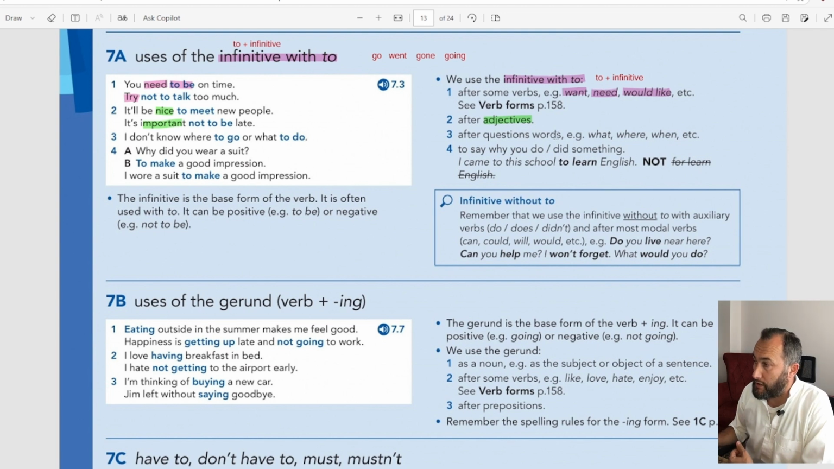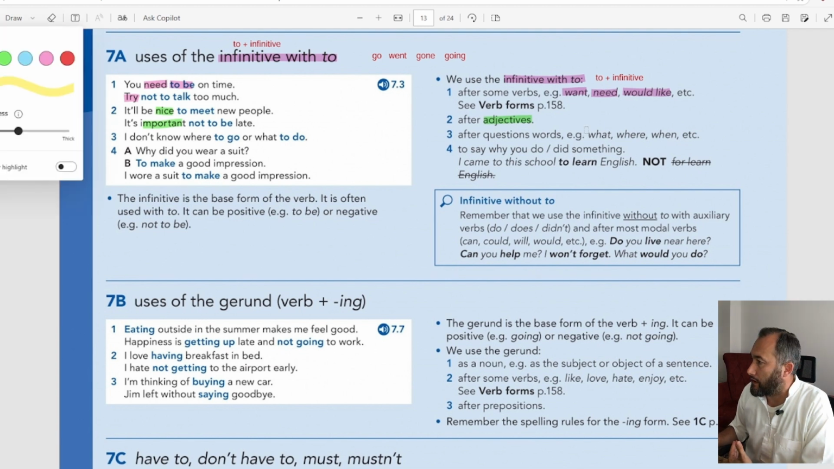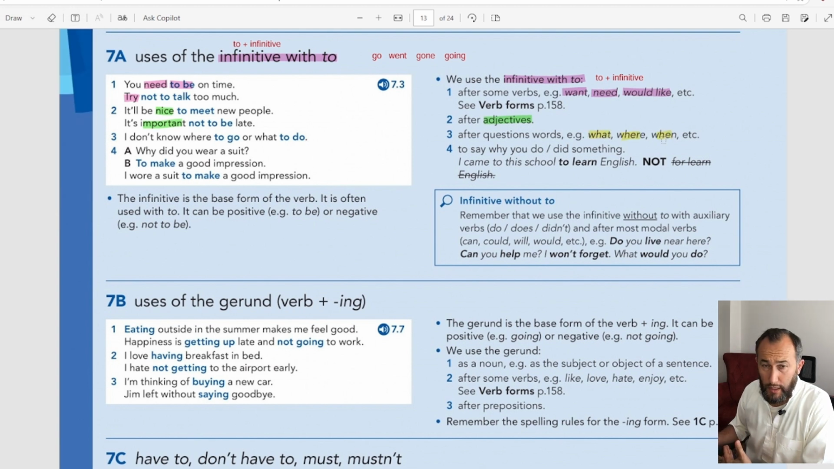After question words, example, what, where, when. These words, let's make a different color. We're going to select yellow color for that. What, where, when, they are question words. And after these question words, sometimes we're going to use a verb. So when I want to use a verb after these question words, that verb must come in to plus infinitive form. Example, please. Yes, number 3 here.